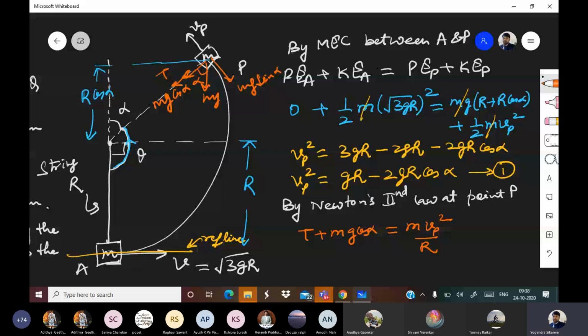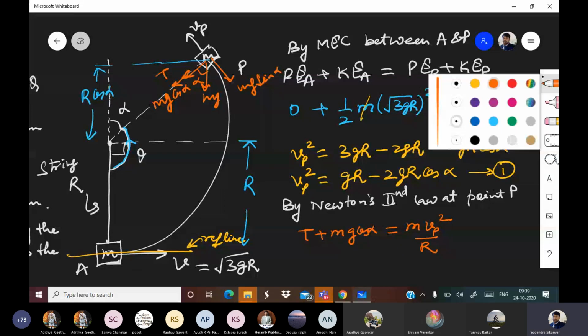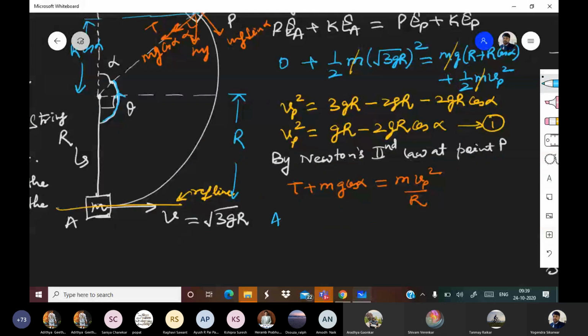Okay. Now pay attention. As the object is losing contact, meaning leaving the vertical circle, tension will become 0 at that point.